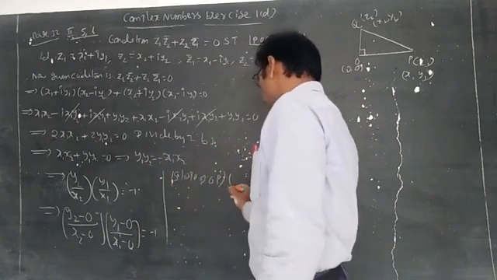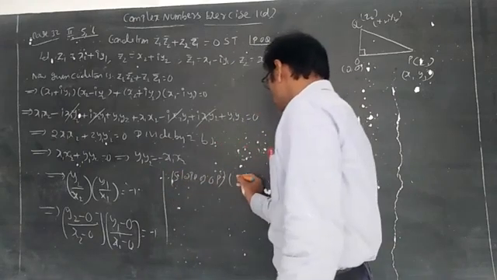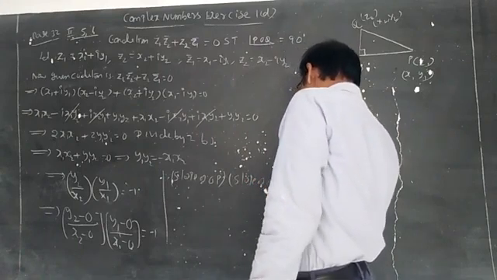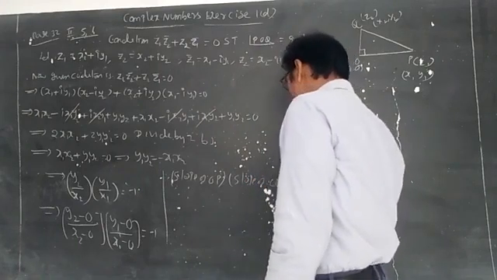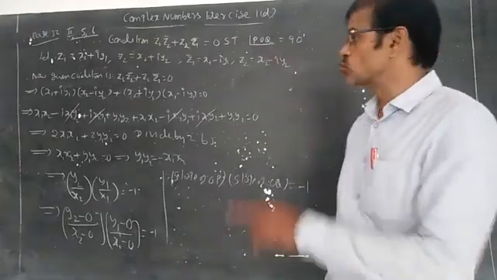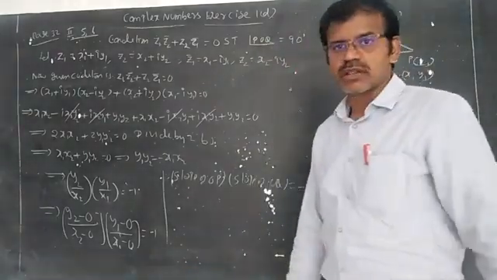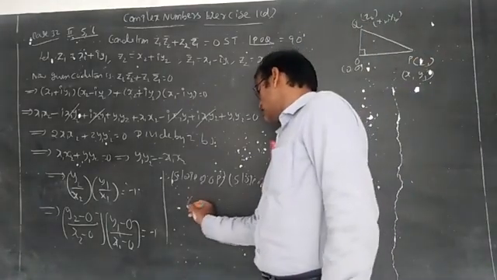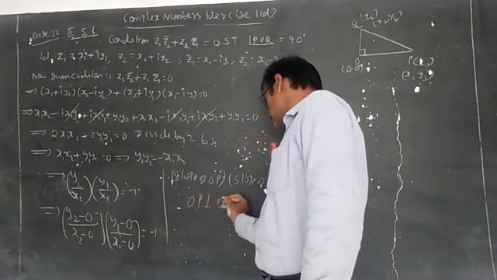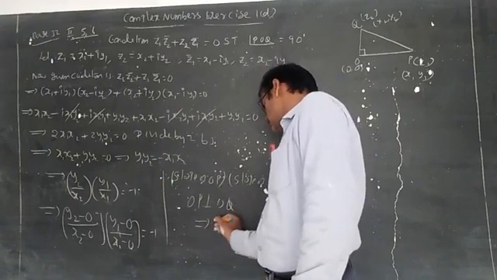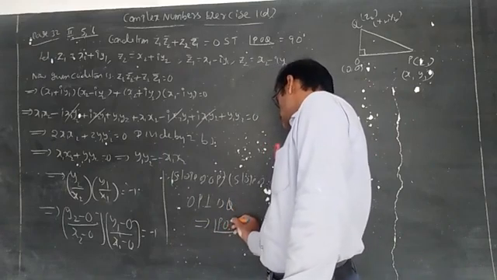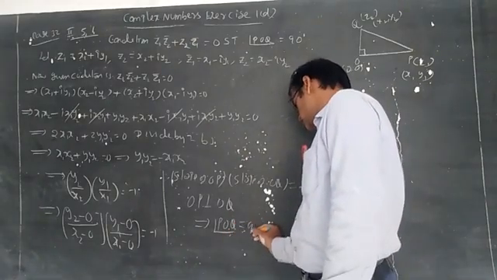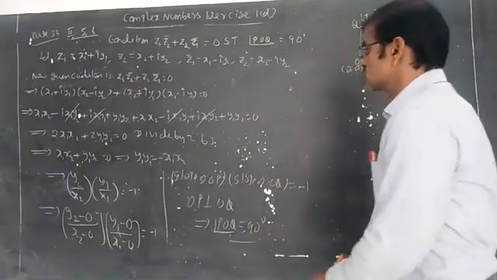So slope of OP into slope of OQ is equal to minus 1. Whenever the product of slopes of two lines is minus 1, they are said to be perpendicular. That implies OP is perpendicular to OQ. It is nothing but the angle between them, so angle POQ is equal to 90 degrees.